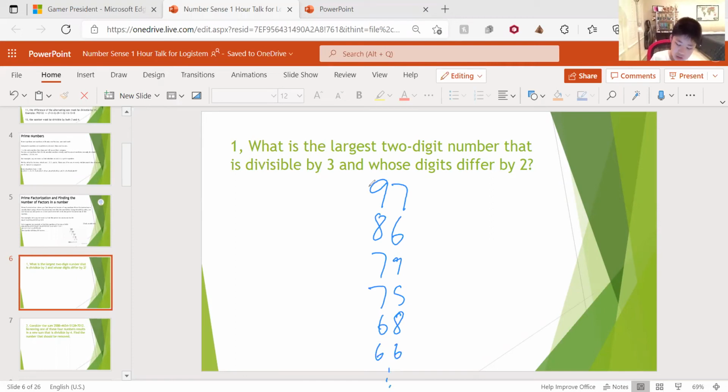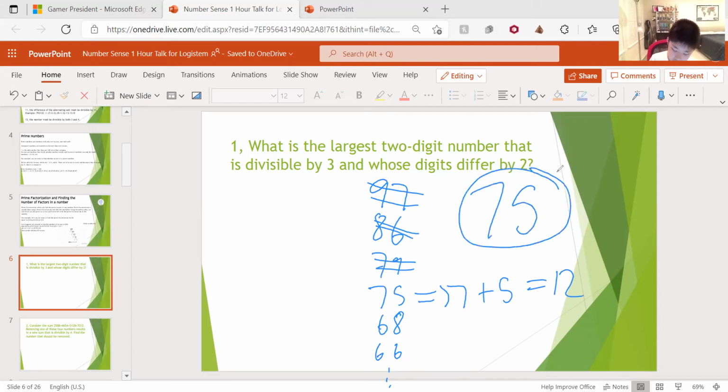So 97 isn't divisible by 3 because the digit sum isn't divisible by 3. Same for 86 and 79. Plus 75, on the other hand, we have 7 plus 5, and that's 12, and 12 is divisible by 3, so 75 must be divisible by 3. So we have 75 as our answer.